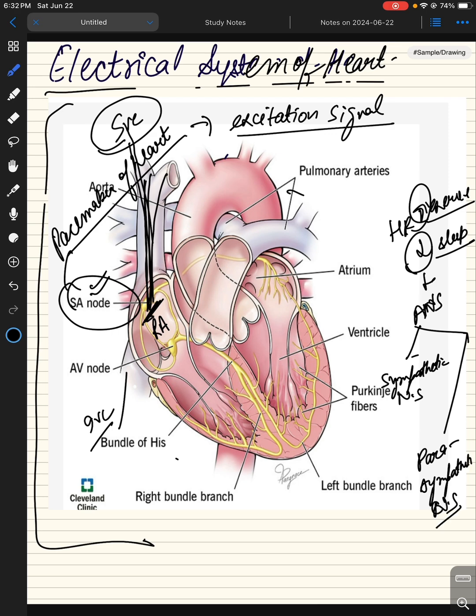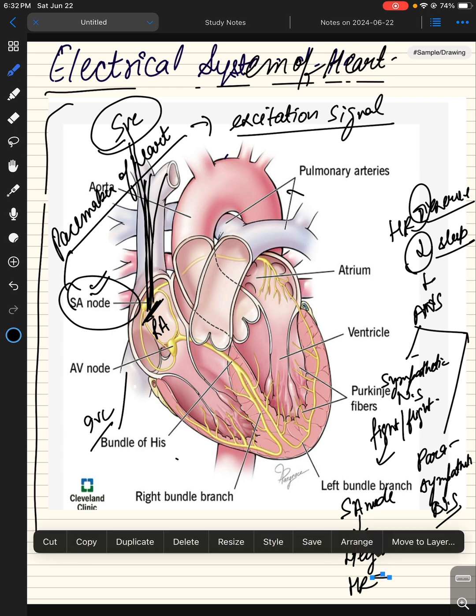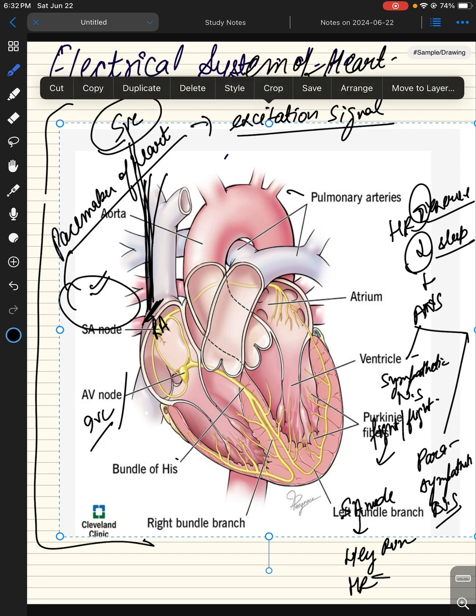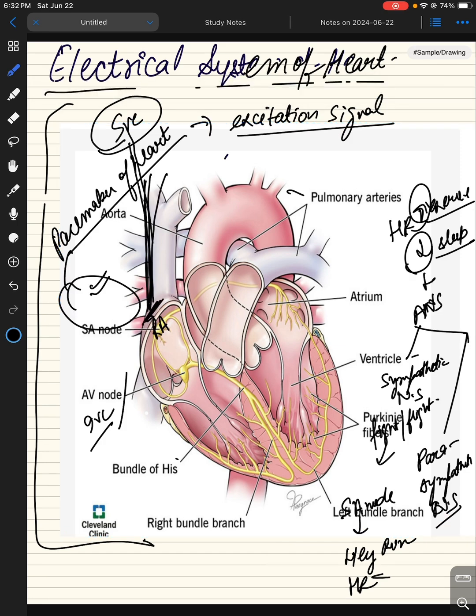So sympathetic nervous system means fight or flight response, makes your SA node work faster. It will tell your SA node that hey, run. Your SA node will run and it will make your heart rate increase. So sympathetic means it will start fighting, right? It will tell your SA node to run, and then heart rate will get increased.